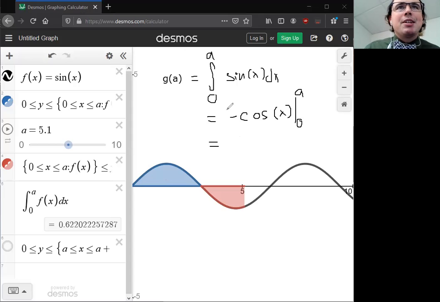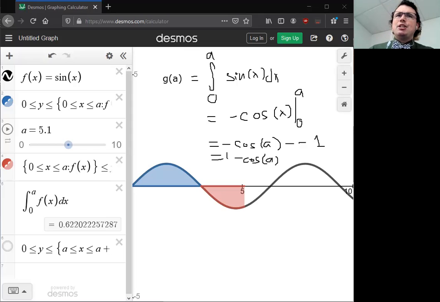Actually, let's go ahead and write this all out. So I have minus cosine of a. Yes, I did mess up the double negative. Good to check that. Minus cosine of a minus cosine of 0, but that's the double negative. Cosine of 0 is 1. So this formula just gave me a more complicated way of calculating 1 minus cosine of a.